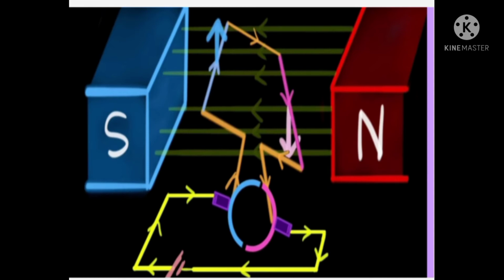With every half rotation the flow of current reverses, and it helps the coil to rotate continuously in a magnetic field. Here you can observe that the direction of rotation is clockwise.